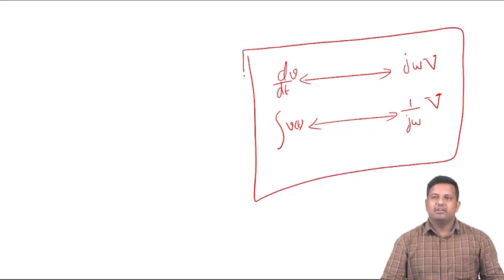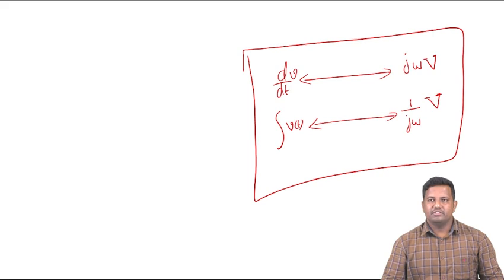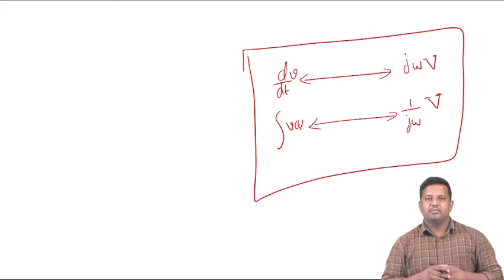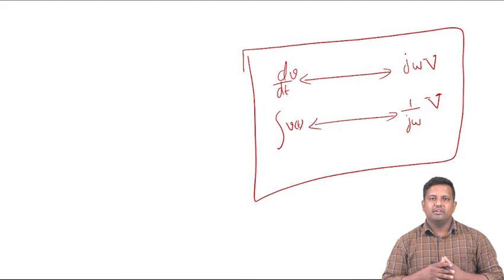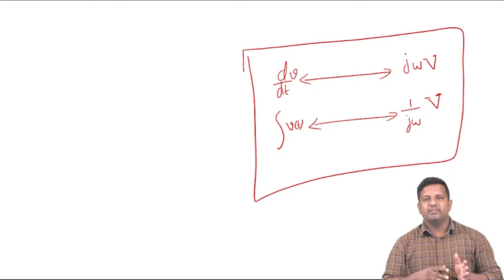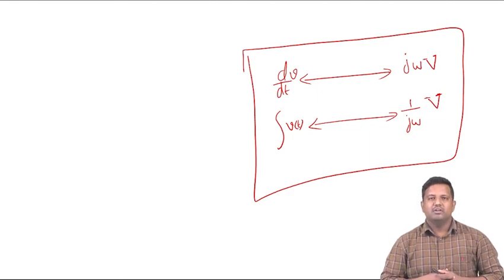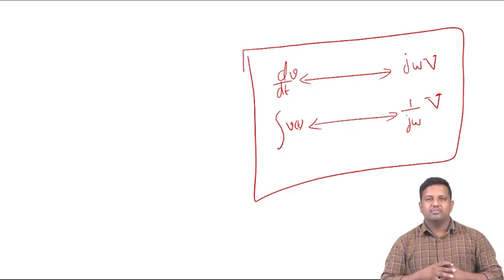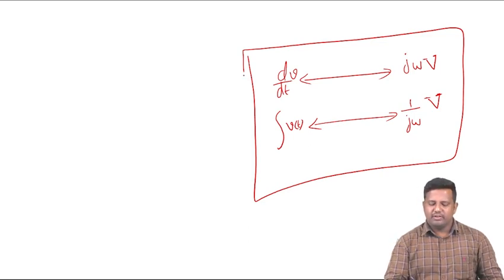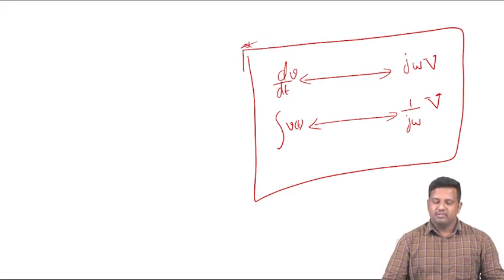Any time domain function in the form of a derivative, I would like to convert into the equivalent phasor representation. That particular function's phasor must be multiplied with j omega. Any time domain signal which is an integral, I would like to convert into its equivalent phasor function. That particular phasor quantity must be multiplied with 1 by j omega. So these are very much important for us to do AC circuit analysis.